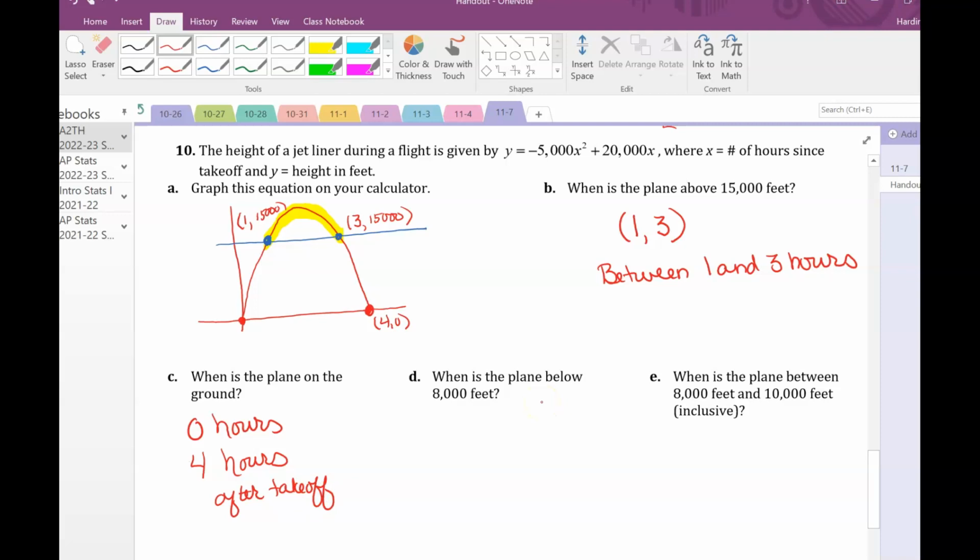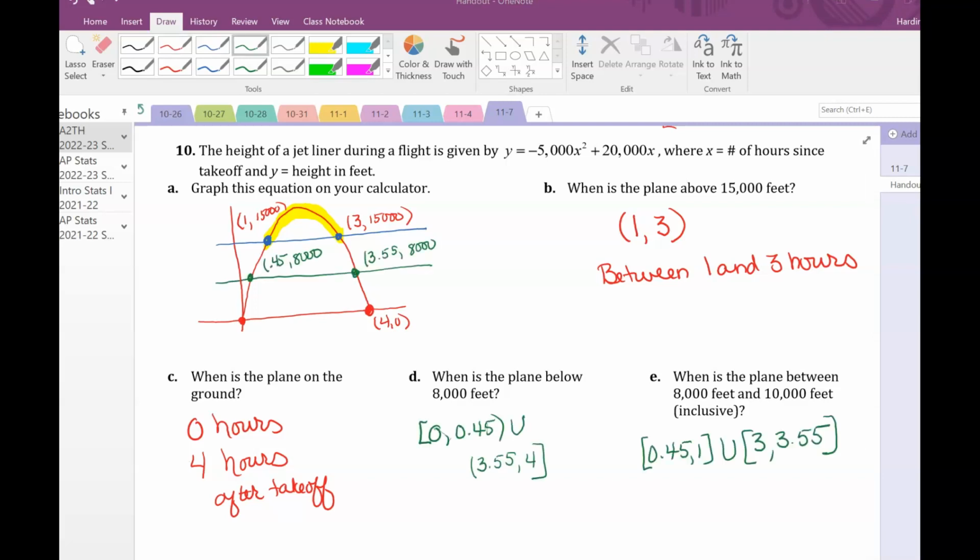When is the plane below 8,000 feet? When is the plane between 8,000 and 10,000? Why don't you pause the video and I want you to try D and E yourself. Okay, take a look. I drew in the line at 8,000 in green. Forgot my parentheses there. So you can see the intersection points were after 0.45 hours and after 3.55 hours.